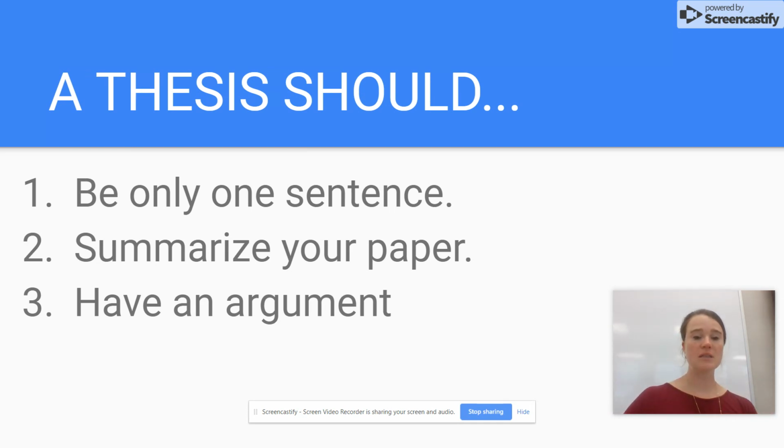The second thing you need to make sure your thesis is doing is it needs to summarize your paper. All of those topics that you have, all those subtopics, need to somehow either have a word or a nod in your thesis, or else you have to get rid of that subtopic. And finally, it has to have an argument. It has to explain something or say that something made something else happen. So that can be complicated to do, but I'm going to walk you through the steps on how to do it.